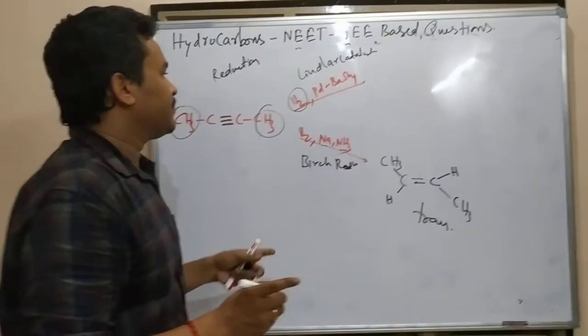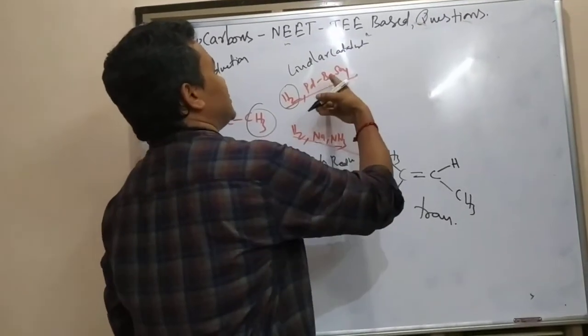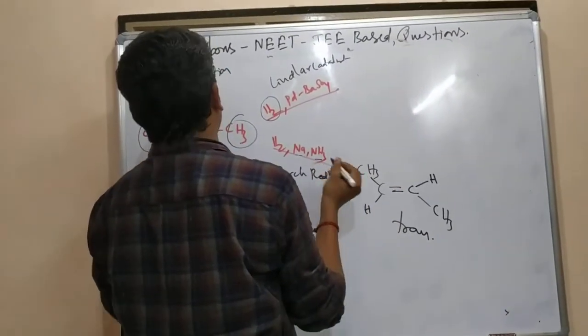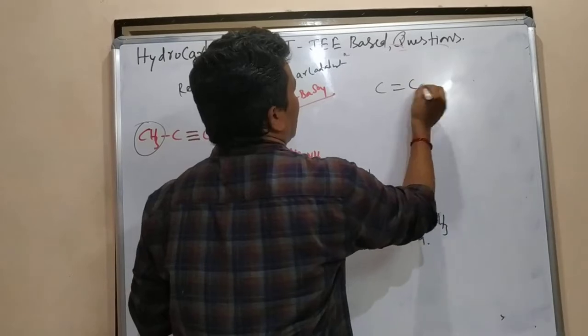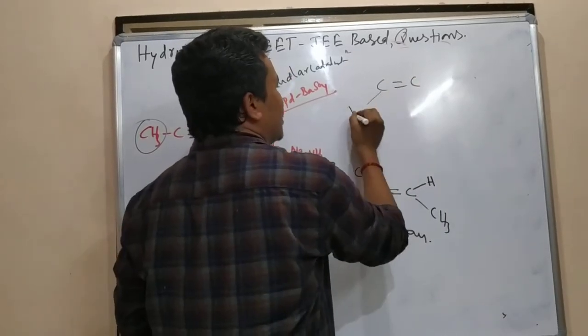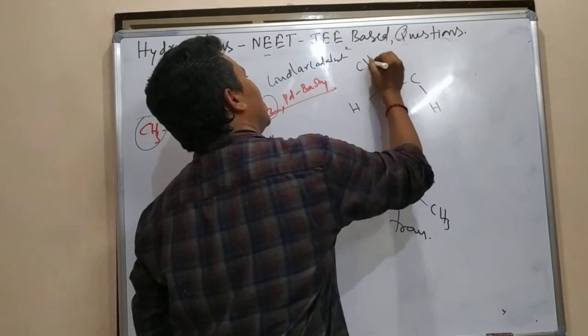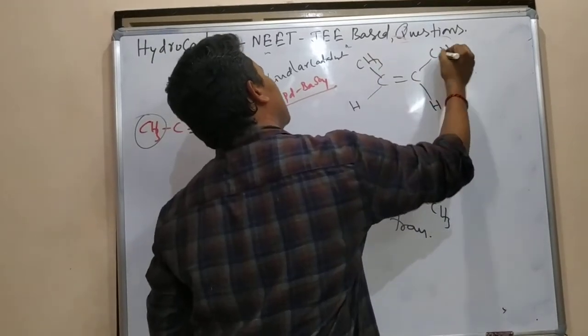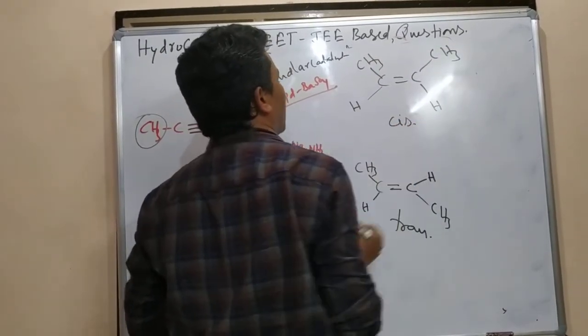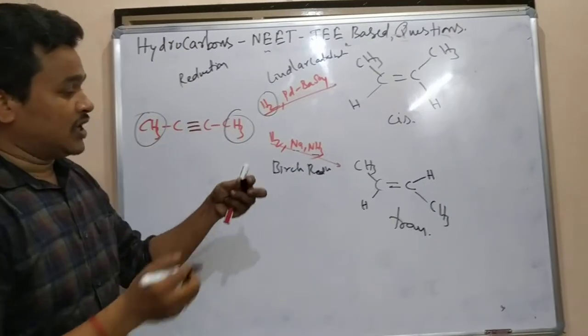Trans is important here. And whenever Lindlar's catalyst, this cis product will come. Cis means here double bond only will be there. These two hydrogens adding in a syn manner. So the methyl groups are on the same side. This is a cis product. This is a repeated question.